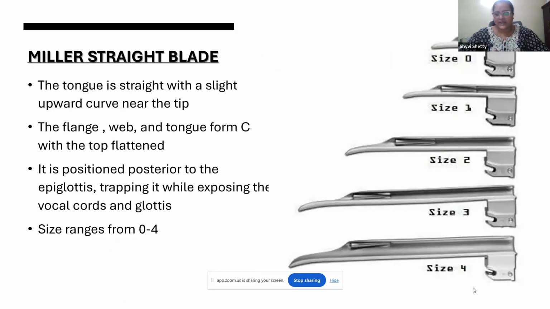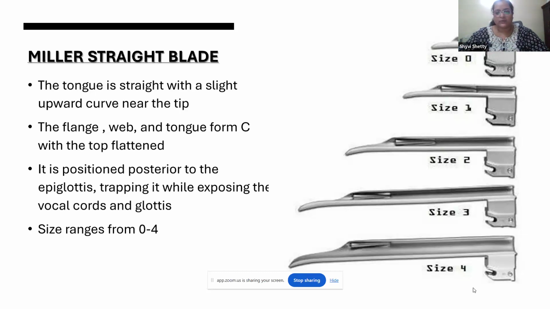Coming to the Miller straight blade. Now, here the tongue of the blade is straight with a slight upward curve at the tip. The flange, web, and the tongue here, the cross section would form a C with the top flattened. As you saw in the previous one, there was a reverse Z formation in the cross section. Now, this is positioned posterior to the epiglottis, unlike the Macintosh curved, where it was anterior to the epiglottis. So here it is posterior to the epiglottis, trapping it while exposing the vocal cords and the glottis.